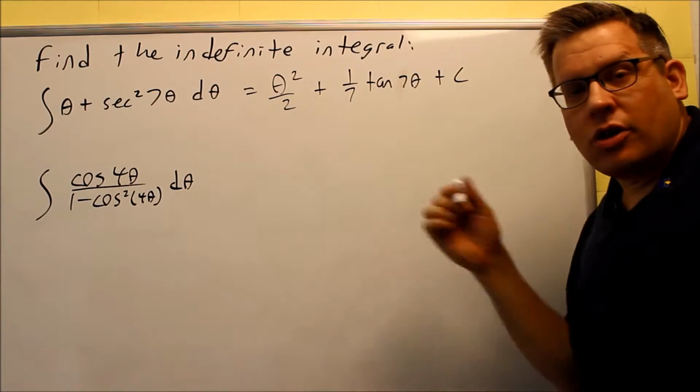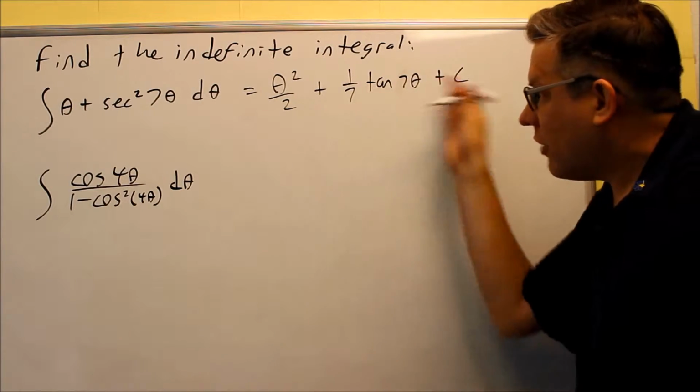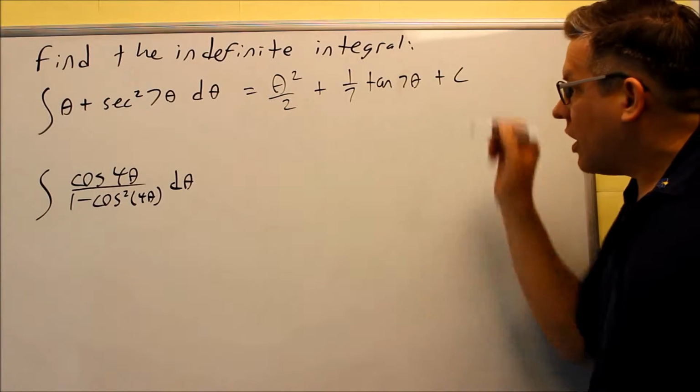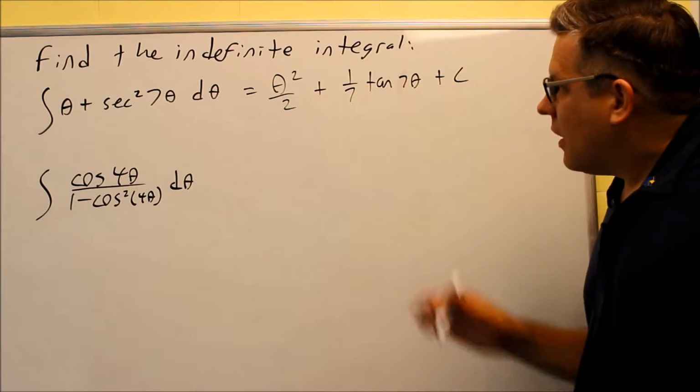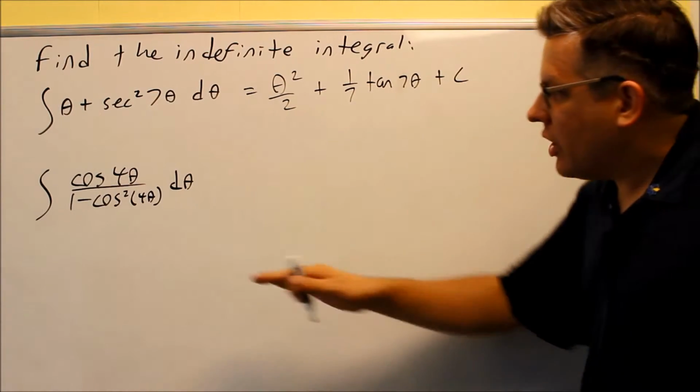Again, all of these that we're doing are going to have a plus c on them because we don't have any other information to know what that c value is. And then we're done with the first one. Now we're ready for this one.